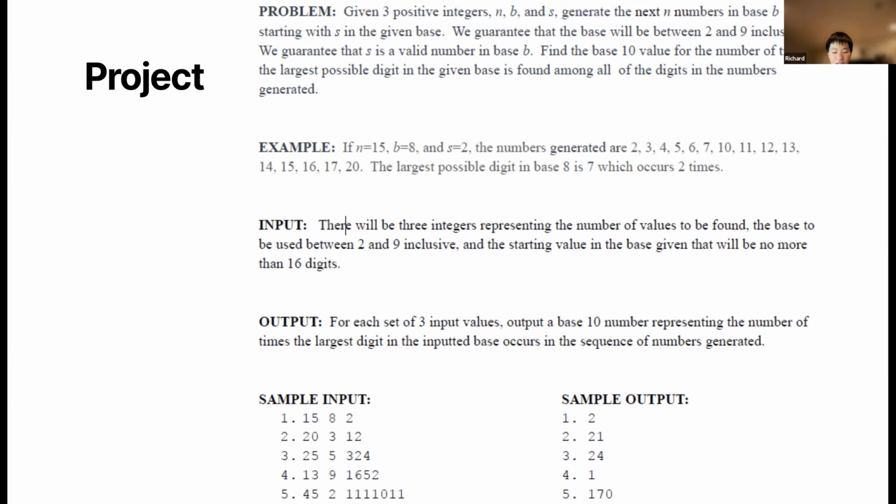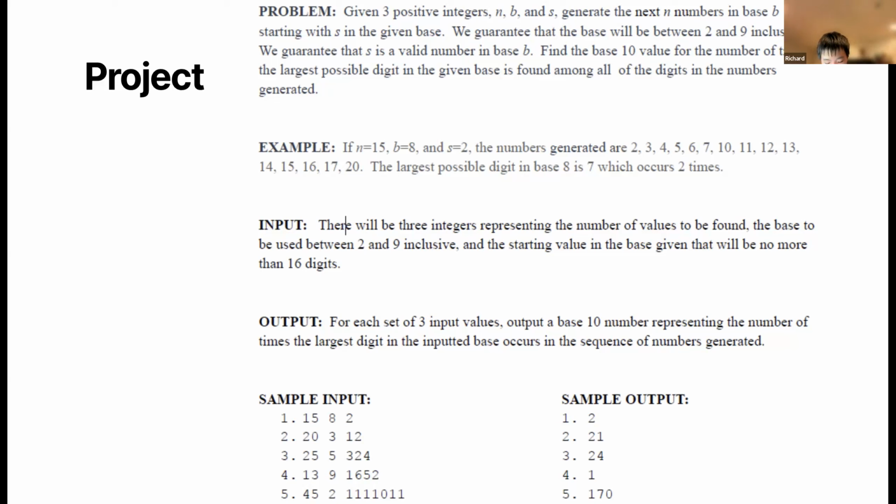So this last one right here was actually the coding problem on last year's contest. It reads: given 3 positive integers n, b, and s, generate the next n numbers in base B, starting with S in the given base. We guarantee that the base will be between 2 and 9 inclusive. We will guarantee that S is a valid number in base B. Find the base 10 value for the number of times the largest possible digit in the given base is found among all of the digits in the numbers generated.